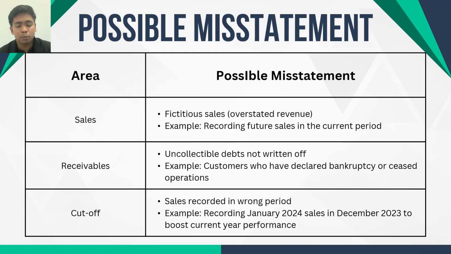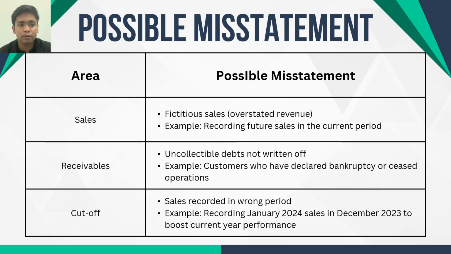I'll be the one to explain about the possible misstatements. First, in the sales area, a common misstatement is recording fictitious or inflated sales. This means revenue is recognized even though the sale hasn't actually occurred. For example, a company might record future sales in the current period to make its financial performance look better than it really is.